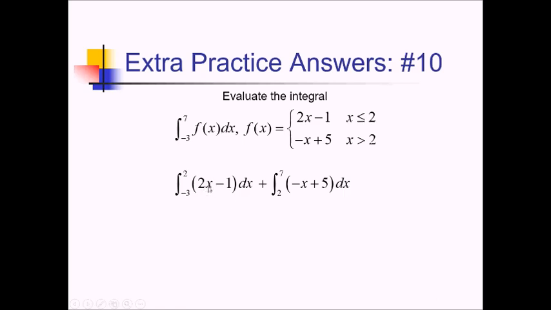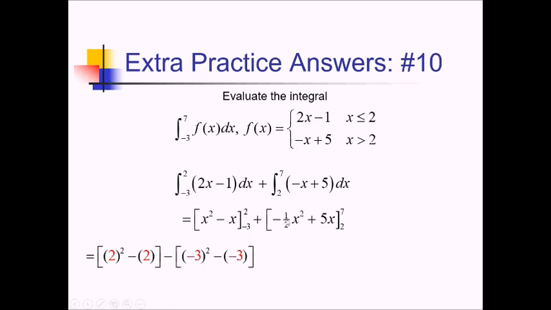For this first one, our exponent here bumps up to a 2. Dividing by that, I've just got 1x squared minus, using our reverse power rule, this is minus x. And I'm doing that from negative 3 to 2. And then this one here is going to be negative 1/2 x squared plus 5x, evaluated from 2 to 7. So back to this one, I've got x squared minus x with 2 plugged into it, minus this stuff with negative 3 plugged in. And over here, I've got negative 1/2 x squared plus 5x with 7 plugged in, minus all that stuff with 2 plugged in.